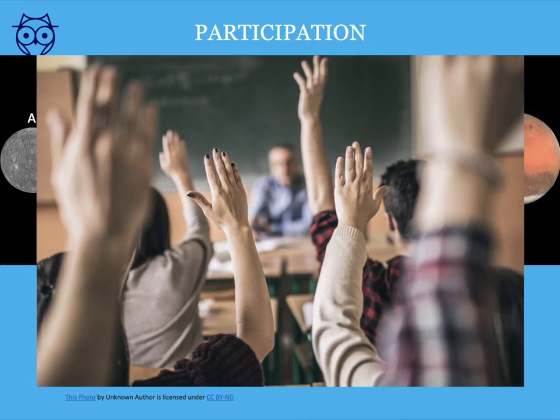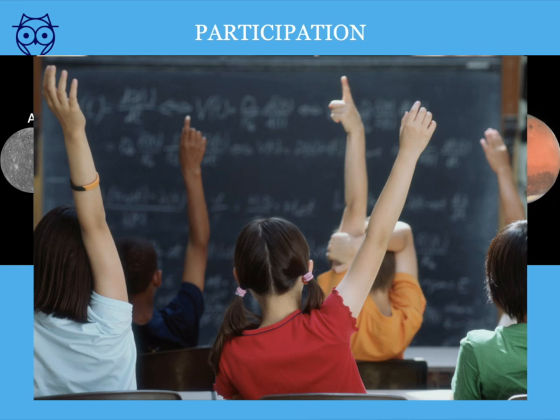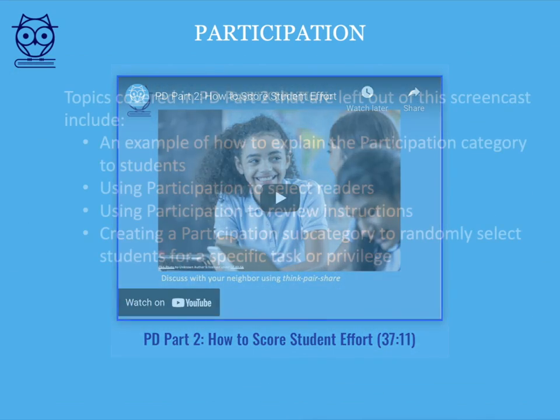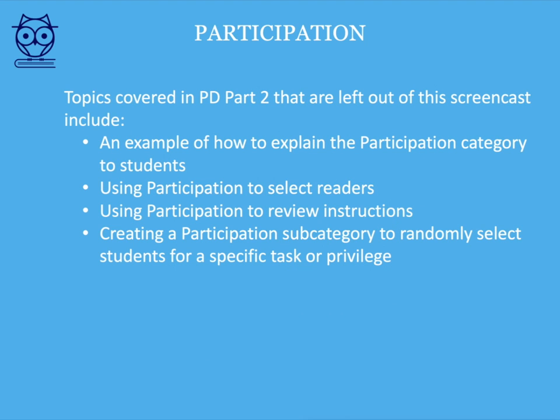At this juncture, my first check is to see if there are students who have previously been reluctant to share their thoughts. For example, does Derek, the student who chose to pass, have his hand up? Reminder, see PD Part 2, How to Score Student Effort, for other ways to use the participation category.